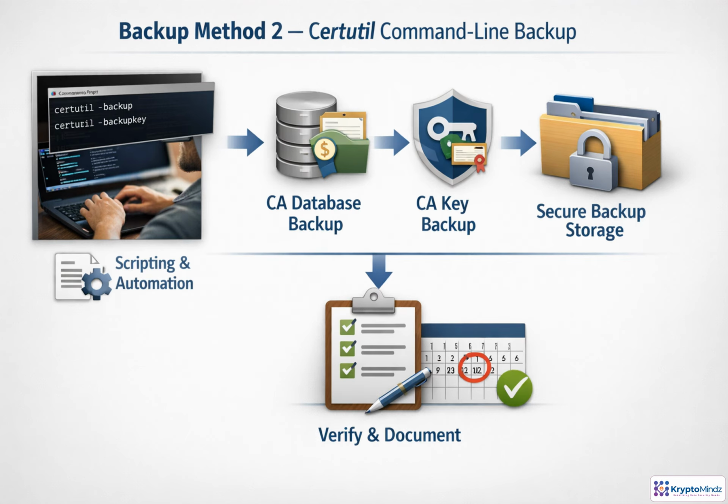Certutil gives you a predictable, scriptable way to protect your CA. Start by creating a dedicated folder, like C:\CABackup. Run certutil -backup to capture the CA database and configuration. Then run certutil -backupKey to export the CA certificate and private key. Store that folder somewhere secured and offline when possible. Finally, verify the command succeeded and document the date, location, and credentials needed to restore.